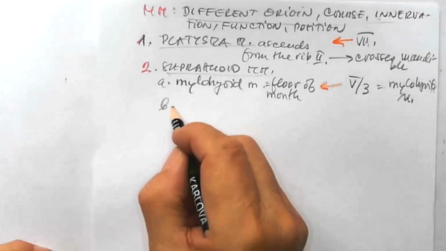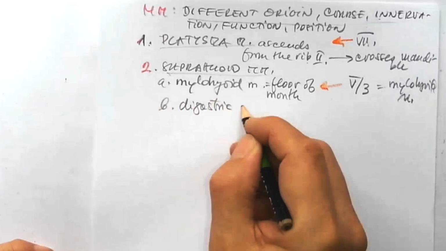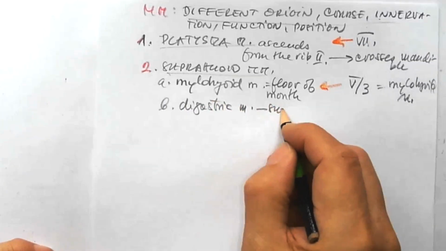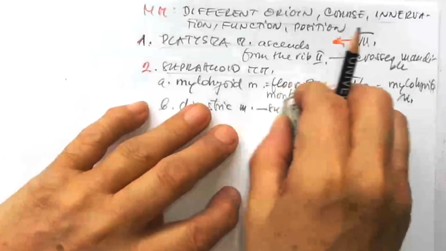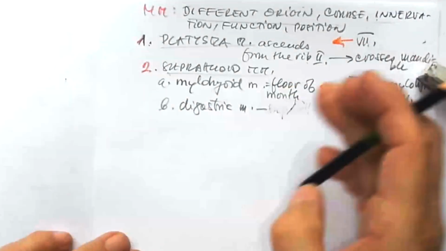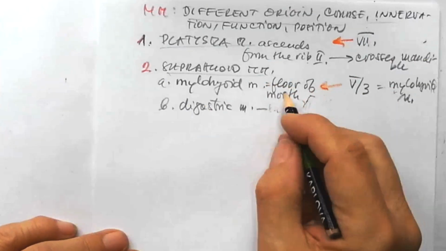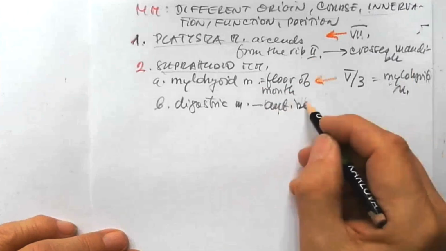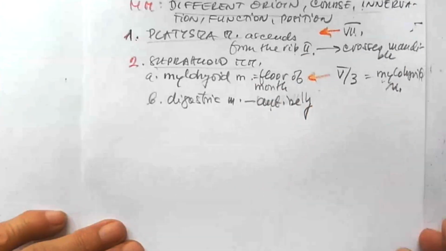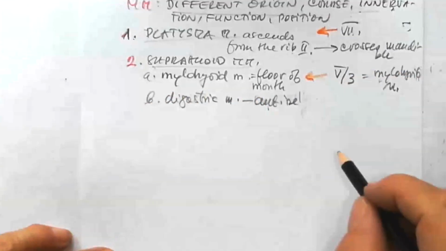Then the second one, B, is the digastric muscle, digastricus. It has a superior belly, not superior, that is omohyoid. Being in advance with thinking, yes, this is the anterior belly. This anterior belly, better handwriting.